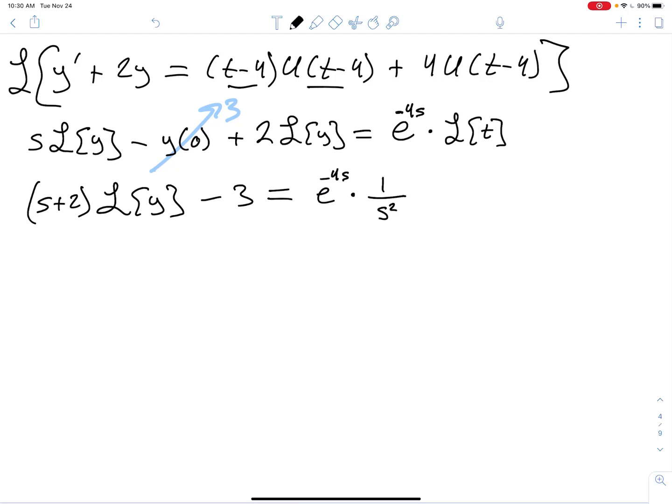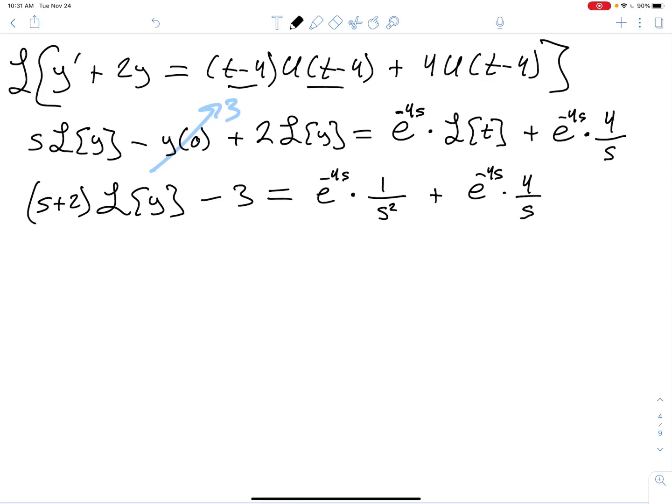And then the second one is we have 4. Now that's also been shifted. Of course, when you shift a constant, not much happens, but we're going to get e to the negative 4s times the Laplace transform of the 4 function, which should be, what? 1 over s is the constant function, so 4 over s, I guess. Okay, so then that comes down to e to the minus 4s times 4 over s.